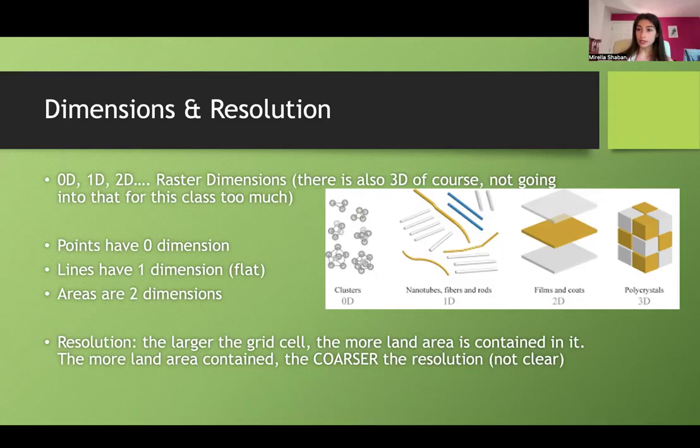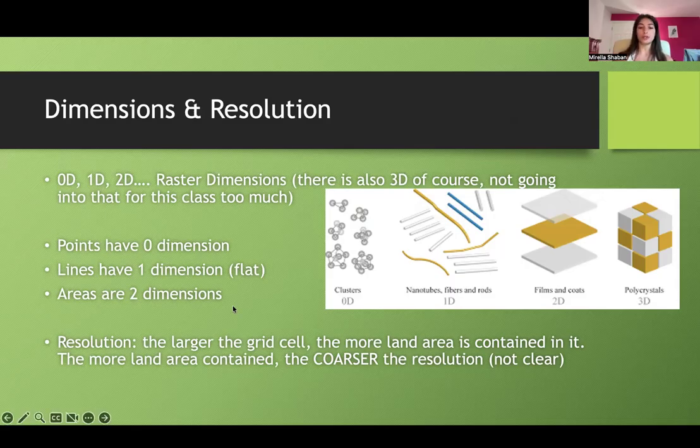So in our case, what's relevant to us is that the 0 dimension will refer to points for us. They don't have a dimension. A point is just a dot on a map. A line will have 1 dimension, and it's a flat line, one-dimensional. And an area or a polygon can have 2 dimensions.